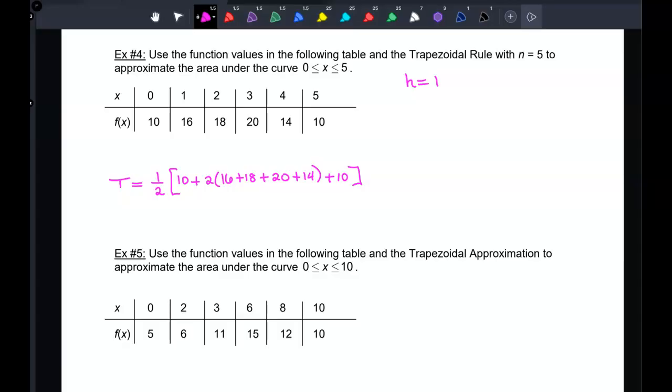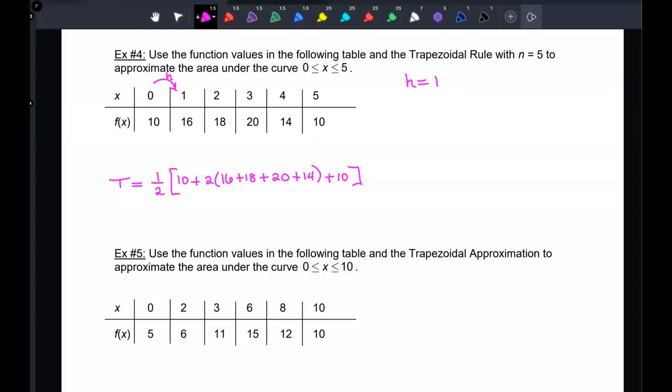Of course, we noticed 10 shows up twice. Wait, so 10 is used twice. Why is it not 5 over 2? H, so everything's used twice now. Okay, hold on, I got several questions. The height is 1, because 5 minus 0 divided by 5 sub-intervals would be 1. And also, if you just look, the subinterval length is h.